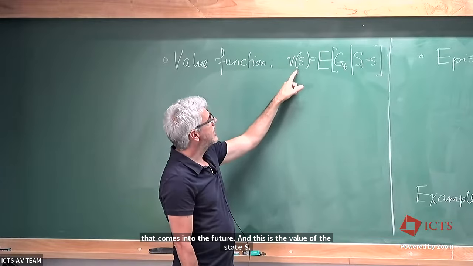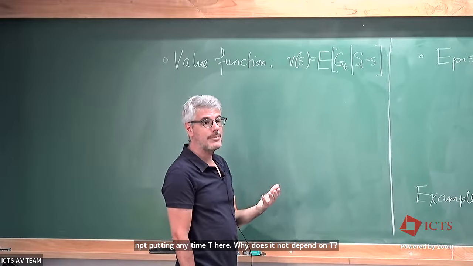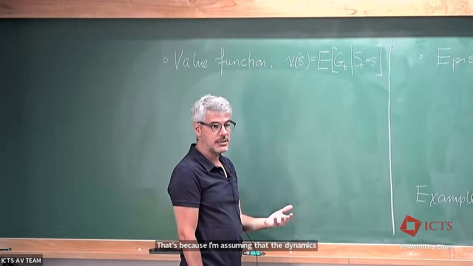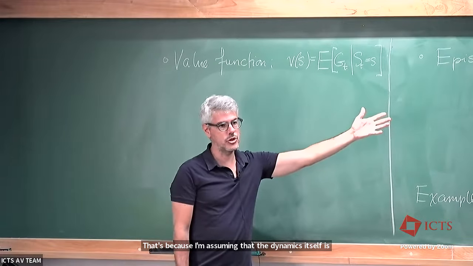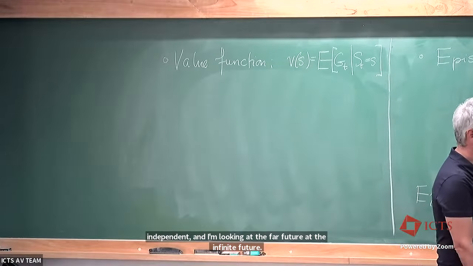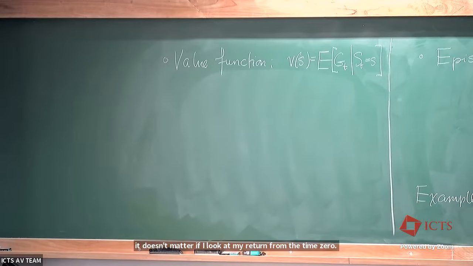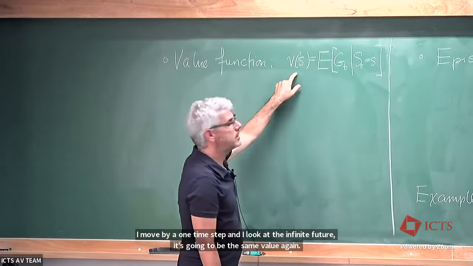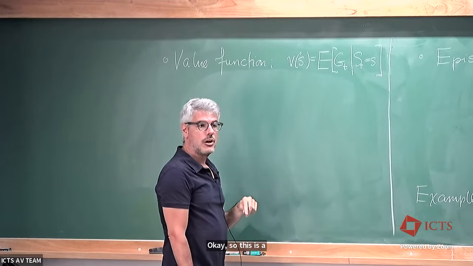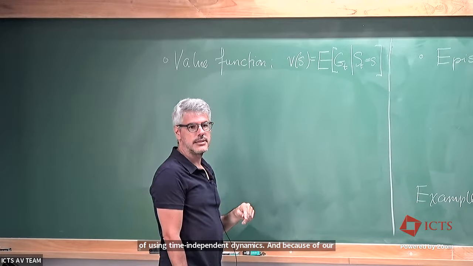I'm not putting any time t here. Why does it not depend on t? That's because I'm assuming that the dynamics itself is time independent, and I'm looking at the infinite future. So it doesn't matter if I look at my return from time zero. If I move by one time step and look at the infinite future, it's going to be the same value again. So this is a time independent quantity because of our assumption of using time independent dynamics and because of our assumption that we're looking at continuing tasks.